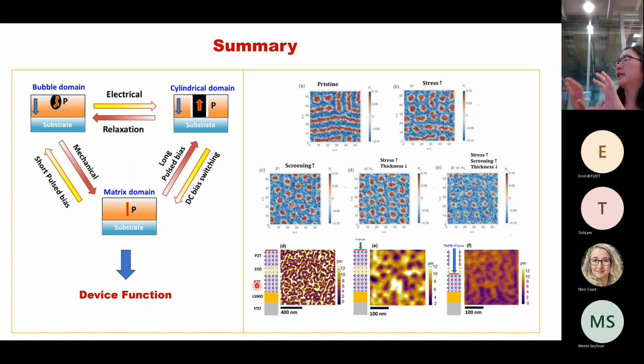So this slide summarizes how we can manipulate these nanoscale bubble domains. From the electrical input, we can tune between the bubble, cylindrical, and matrix domains with the electrical bias, or the mechanical input. And we also have a thorough understanding of how we can reach the desired topological defect by tuning these key factors.